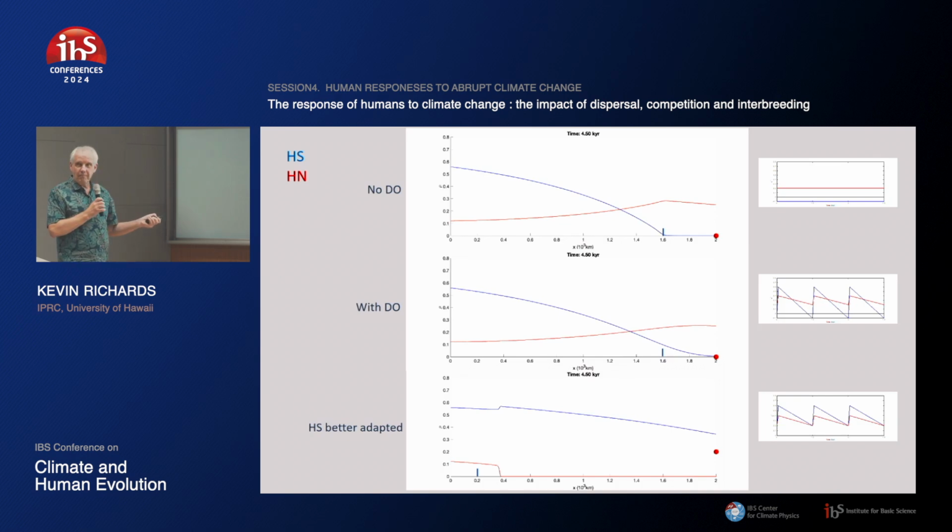If the Homo sapiens are better adapted in the warm periods, we get coexistence between Homo sapiens and Neanderthals. But as we will see a little bit later, if the Neanderthal population gets too small, then they go extinct, and we're left with this slab of Neanderthals in the far southeast corner.